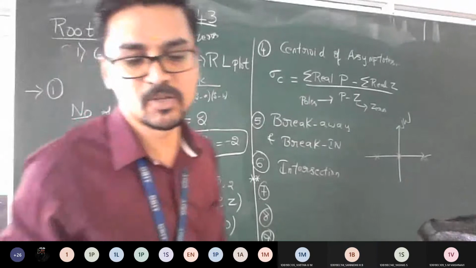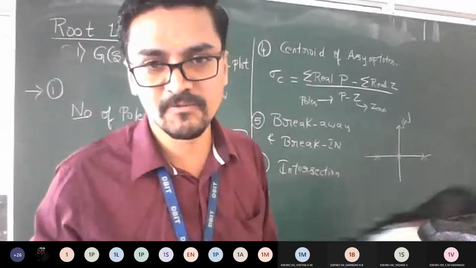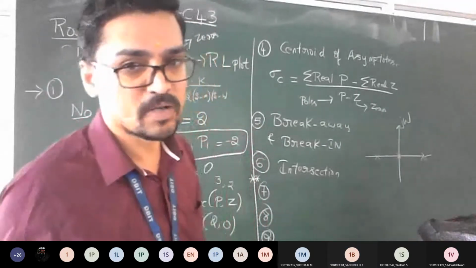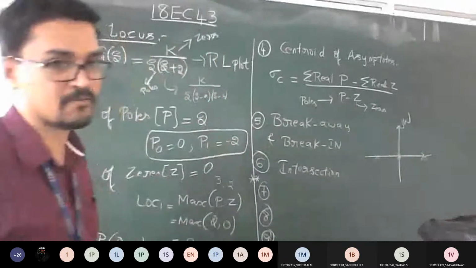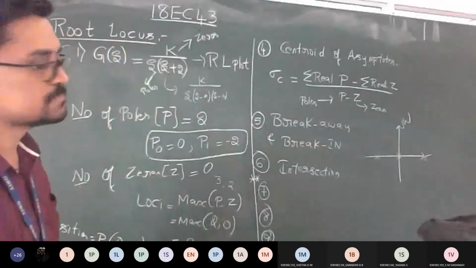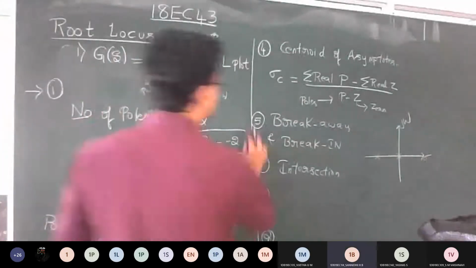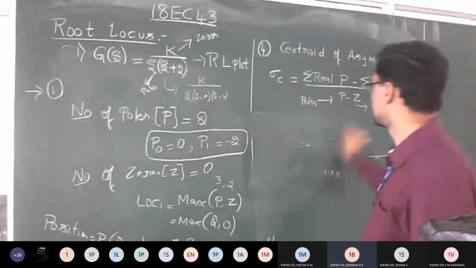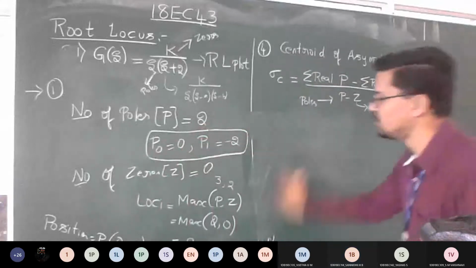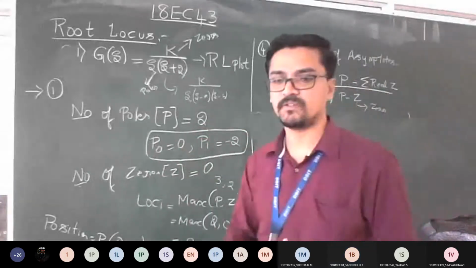So what is step number 2? I told you, you need to check the number of asymptotes. So what is the formula I told you to find the number of asymptotes? Step number 2. P minus Z. P minus Z. Good. So step number 1 is over. So step number 2 will tell you.